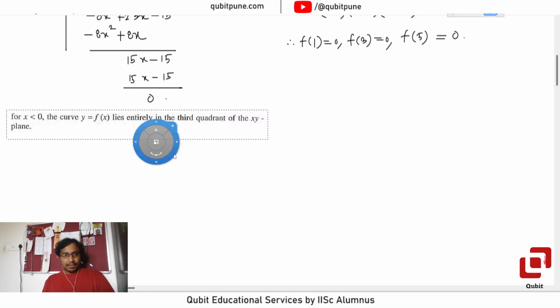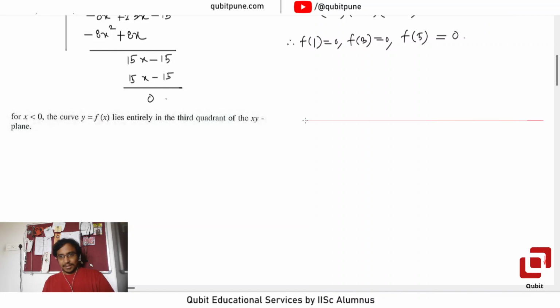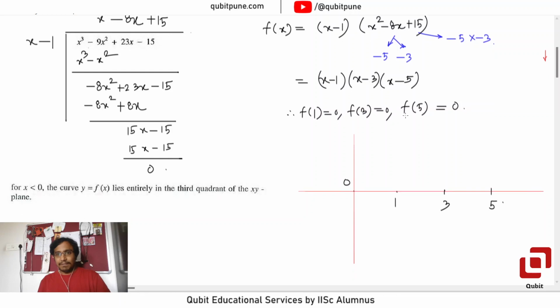Suppose this is our x-axis, and let's say this is the y-axis. 0 is here, 1 is here, 3 is here, and 5 is here. Forget about the scale. Now look, when x is greater than 5, what will be the function's value? It will be positive, we know that.